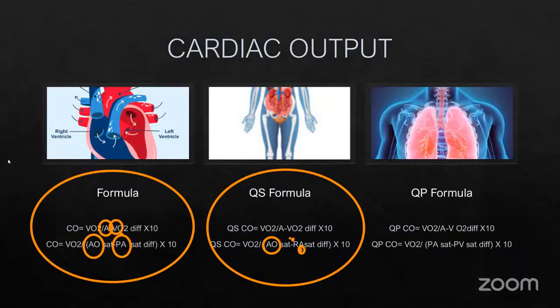That circle did not work fine for me. There you go, the right atrium. But it is the same formula, I'm just going to substitute in there. Yes? Okay. Let's take a look at the QP formula.